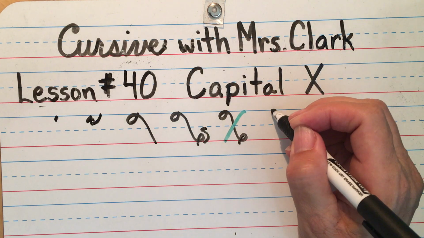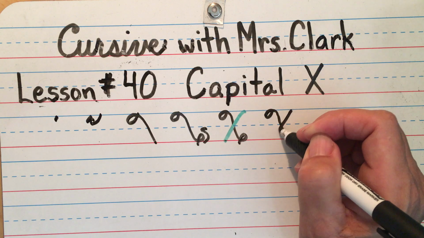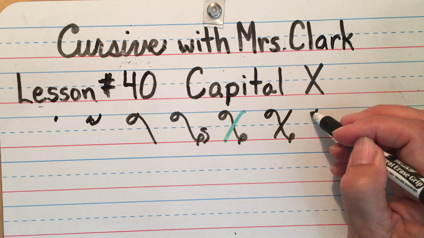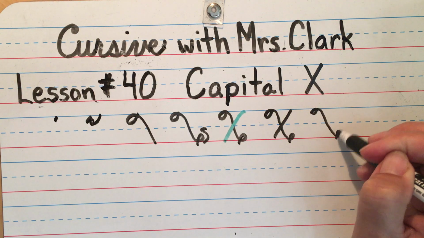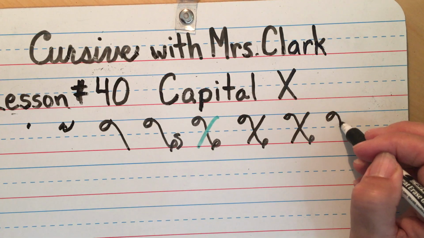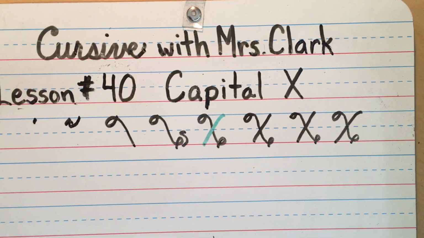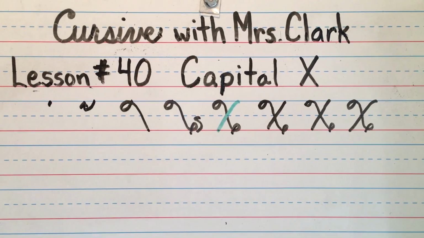Okay, so it's loop, loop, and cross. Loop, loop, and cross. Okay, that's how I make a capital X.